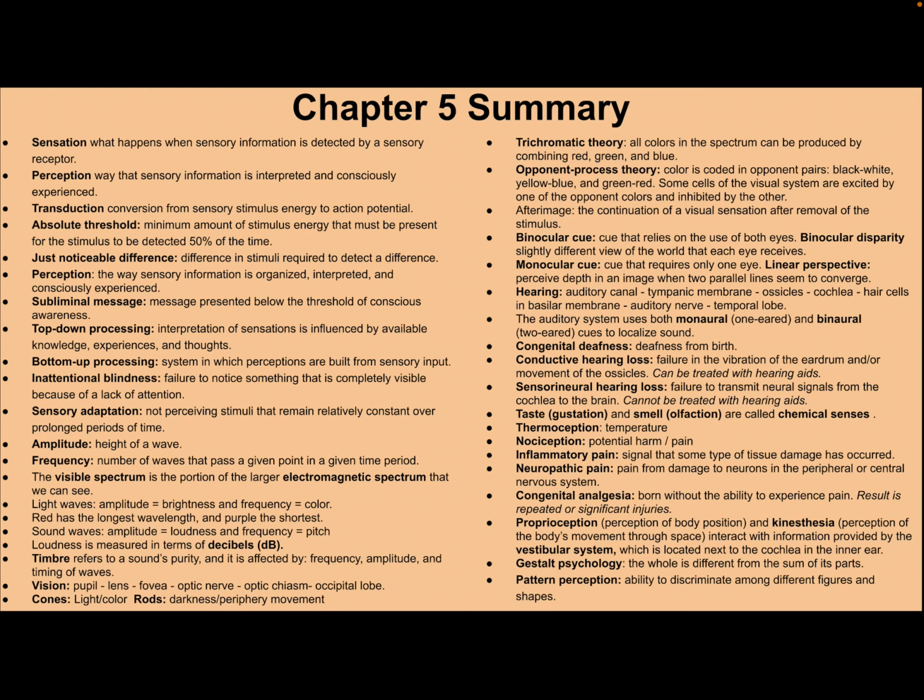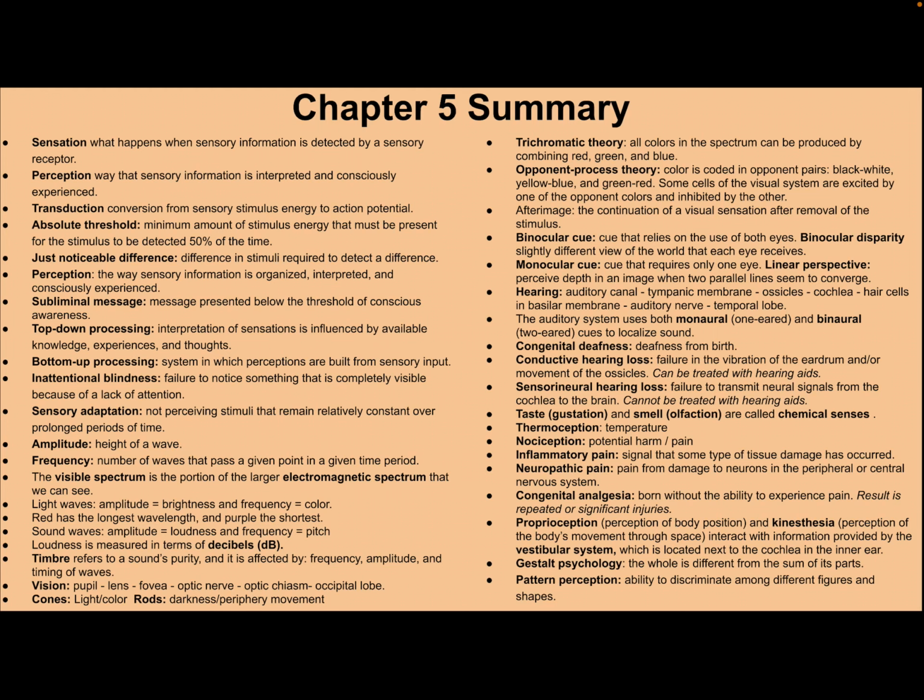Moving on to hearing, the process starts when the auditory waves hit our auditory canal. They go down the auditory canal to the tympanic membrane, where they vibrate the ossicles, which vibrate the liquid in the cochlea, which vibrates the hair cells in the basilar membrane, sending a message down the auditory nerve to the temporal lobe of our brain, where we perceive the sound. The auditory system uses both monaural and binaural cues to localize the sound, figure out where it comes from.